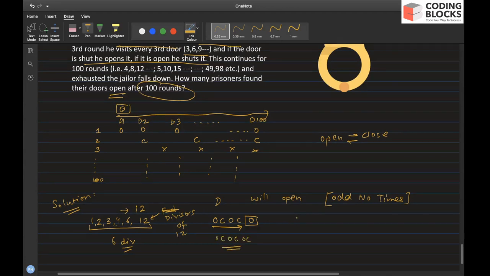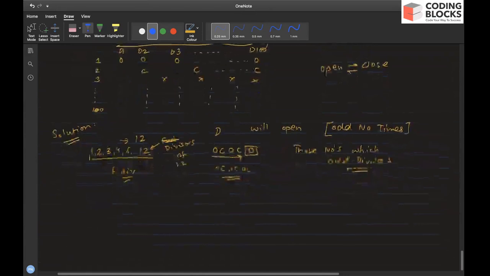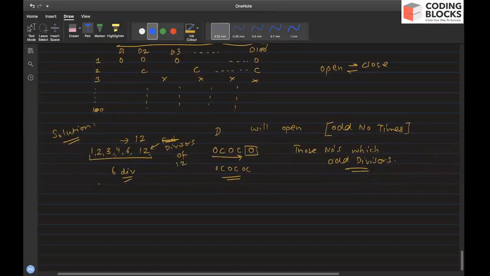So we want to find those numbers which have an odd number of divisors. How do we find them? There is a property. If we talk about the divisors of any number, like 12, these divisors occur in pairs. If you have 1, you also have 12. If you have 2, you also have 6. If you have 3, you also have 4. Clearly all the divisors occur in pairs, and if you take the product of each pair, it becomes 12, or 36, or whatever that number is.